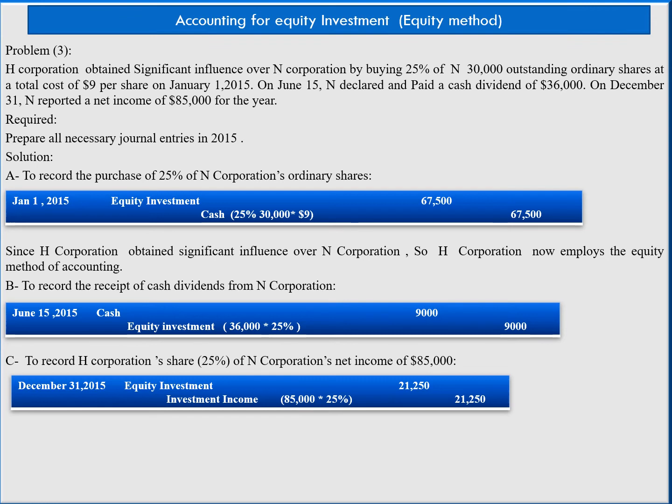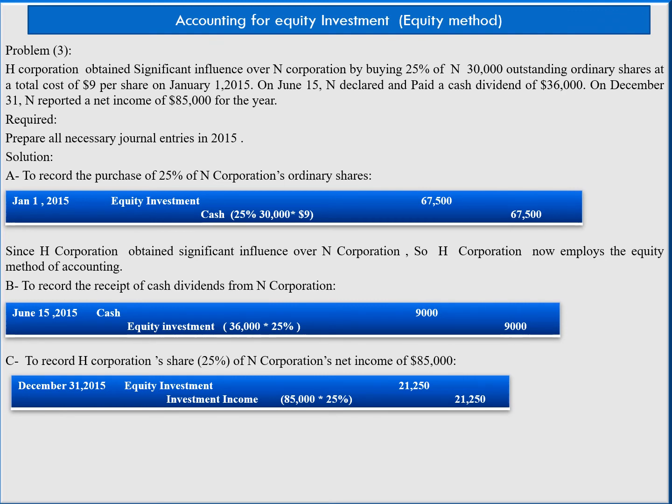Accounting for equity investment using the equity method. We agreed that if the investor holds more than 20% in the investee, and if the percentage leads to significant influence, we will use the equity method to account for this equity investment.